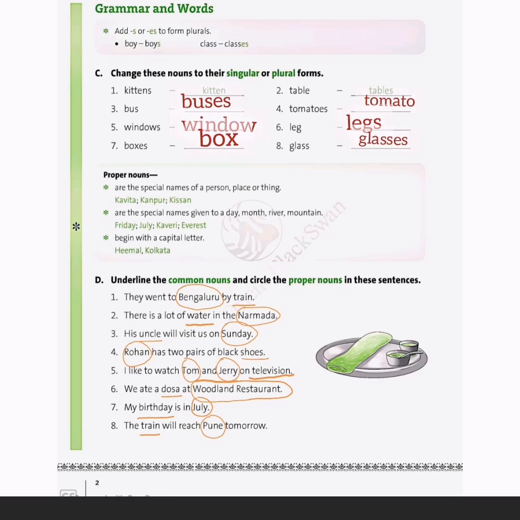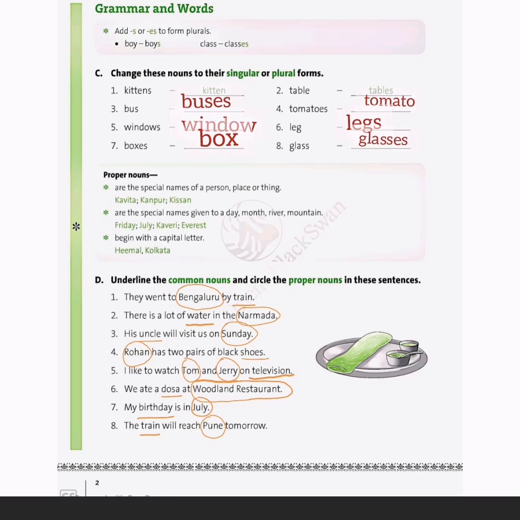The fourth sentence: Rohan has two pairs of black shoes. Here Rohan is a proper noun because it is a special name of a person or a boy, and shoes is a common noun because it can be any shoes, your shoes, any person's shoes. Okay, so we will circle Rohan and we will underline shoes.